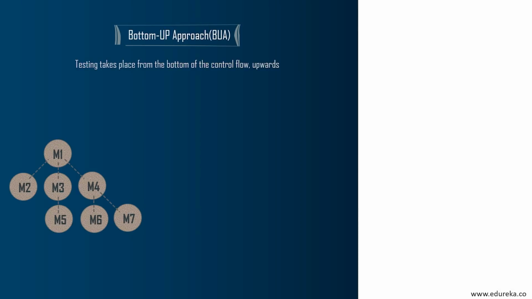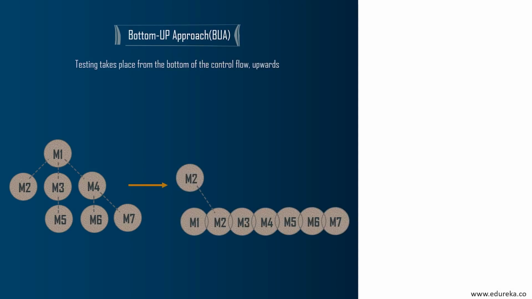Let's consider the similar example which we did earlier. As you can see, I have 7 modules: M1, M2, M3, M4, M5, M6, and M7. M1 is dependent on M2, M3, and M4, and M3 on M5, M4 on M6 and M7. Now, each of these modules is unit tested, so that's well and fine. So we begin here from the lower level. So we start with M5, M6, and M7.